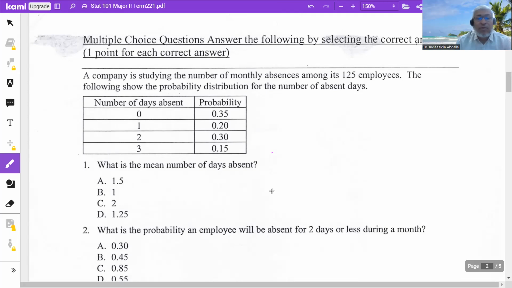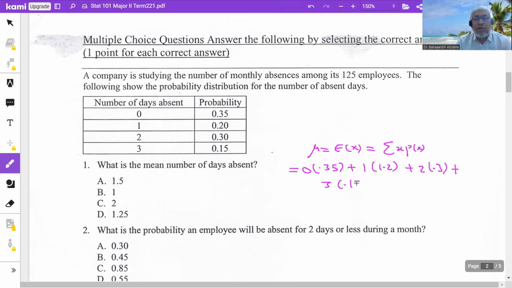Well, the mean, here we have a probability distribution. So the mean is called mu or E(X), and it is the summation of x times P(x). These are the values of X, and this is the probability of each one of them. So you just multiply 0 times 0.35 plus 1 times 0.20 plus 2 times 0.30 plus 3 times 0.15, and use the calculator, you will find that the answer is 1.25. So that's the correct answer.